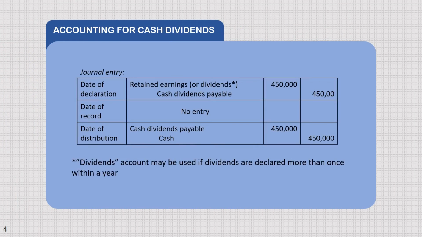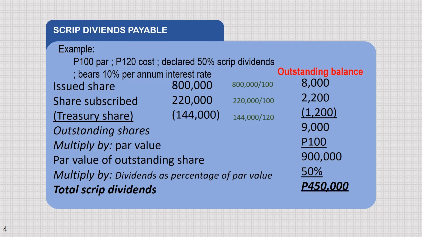Journal entry for the cash dividends. Take note of the dates, kasi magkakaiba sila ng journal entry. Like for the date of declaration, debited ang retained earnings and credited cash dividends payable pa lang. Kasi at the date of distribution, dun pa lang tayo magkikredit ng cash, then debit na ang cash dividends payable to cancel out. Sa date of record, wala siyang entry kahit saang dividends. And additional note, sa retained earnings, pwede siya gawing dividends account if it is declared more than once within a year.